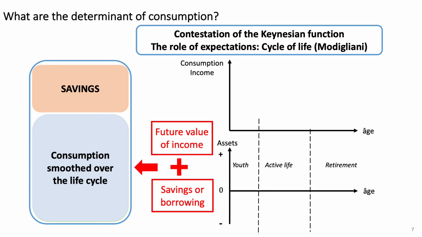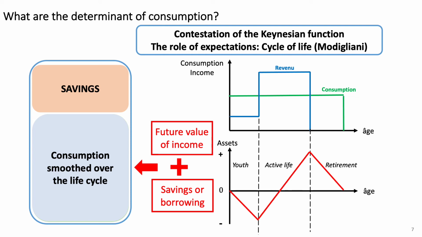To each stage, youth, active life, retirement, corresponds a certain level of income and specific needs. For instance, paying the school fees of children, buying a house, and so on. To keep a constant level of consumption over time, agents borrow when they're young, save when they work, and consume when retirement comes.